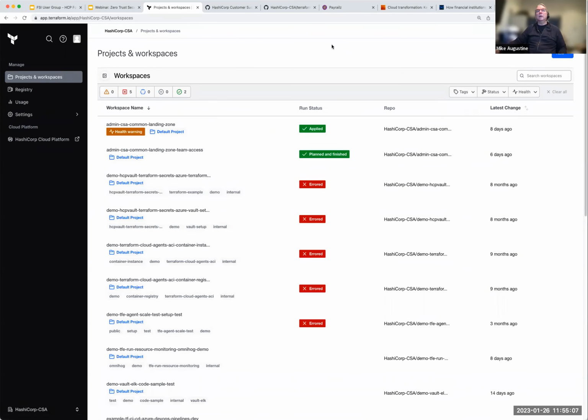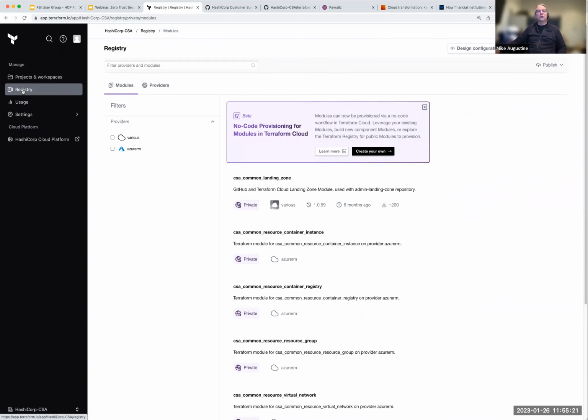Because I am an organization administrator, I also have access to more things, and there are various levels of permissions that you can grant people. Just a quick walkthrough of the registry. This is the module registry and provider registries. This would be my private registry for this organization. You can see things like the CSA Common Landing Zone module, a collection of modules that are available to anyone using my organization to pull in and use.